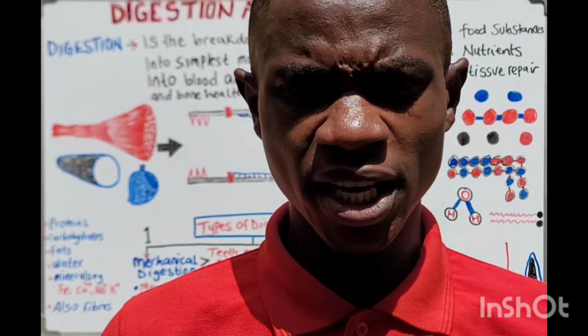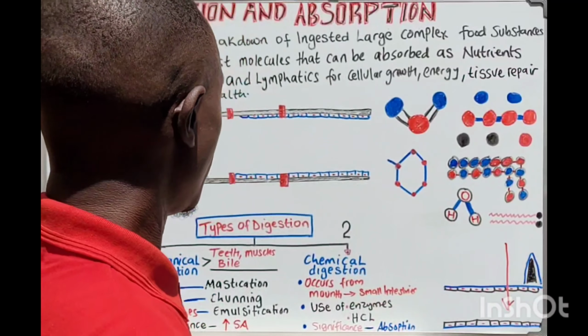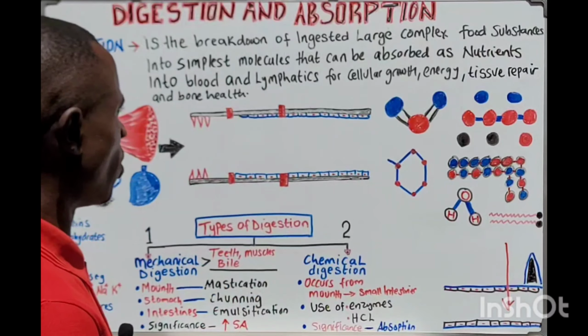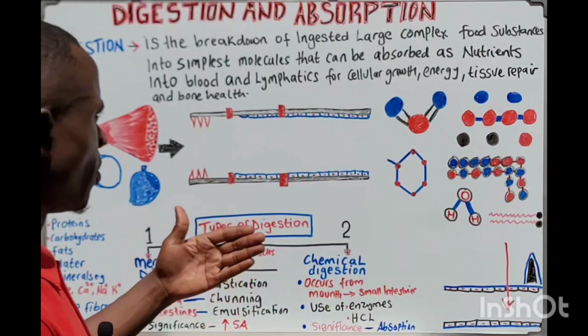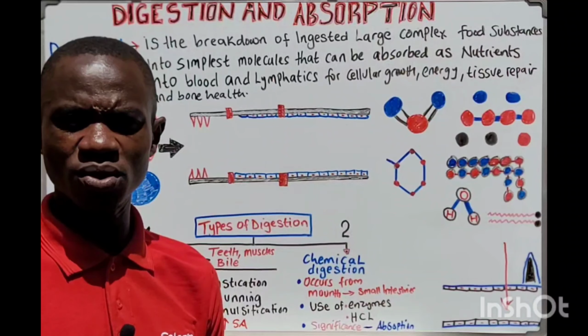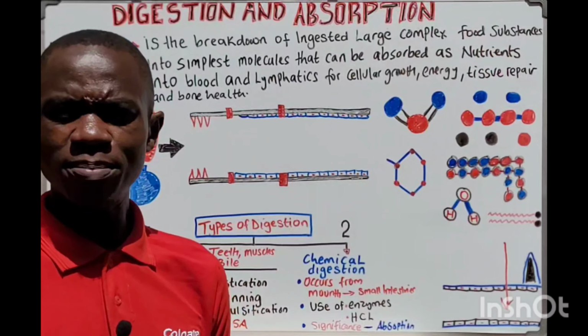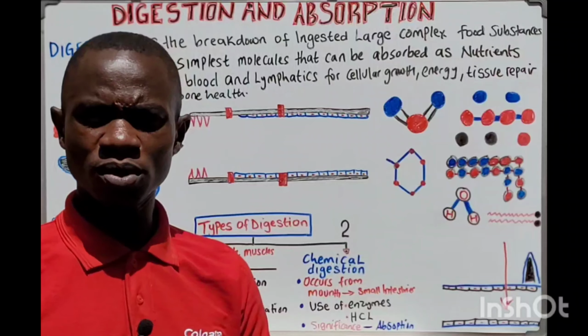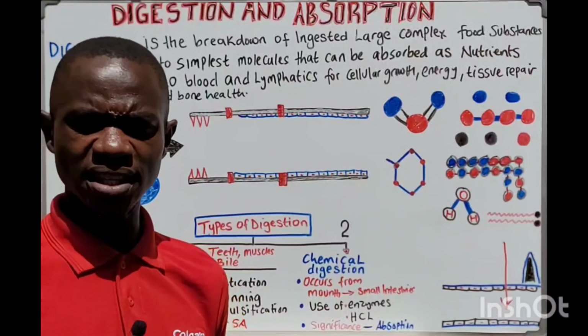Let's go ahead and get started. In this video, we are going to be looking at what we call digestion and absorption. We are going to be following these objectives. We shall look at the detailed definition of digestion. We shall look at the types of digestion, and also the digestive processes which are going to be happening within the digestive system.